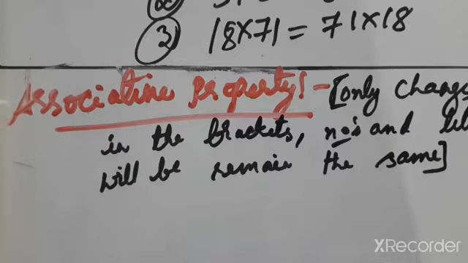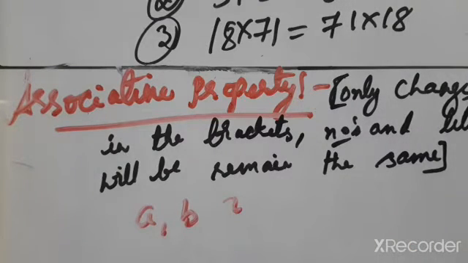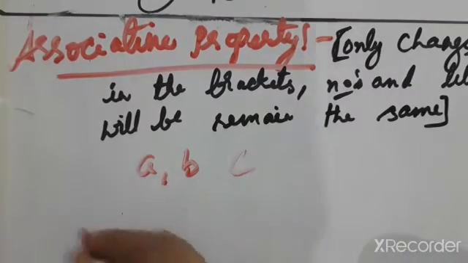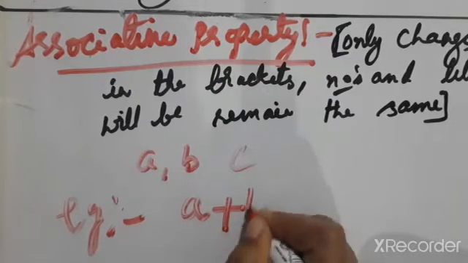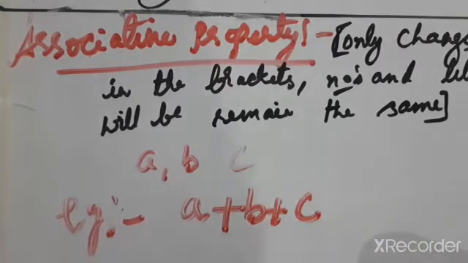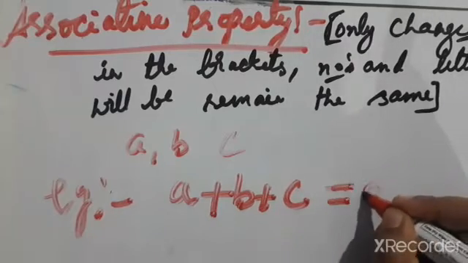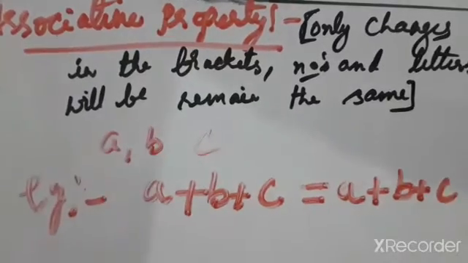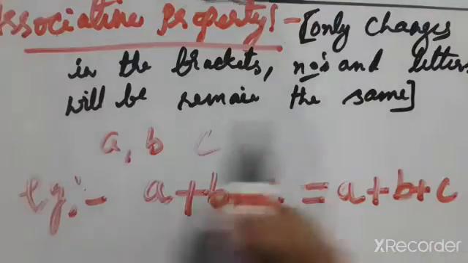For example, if A, B, C are whole numbers, then the associative property is: A plus B plus C on the left side. So what will come on the right side? The same numbers or letters, no changes in the letters: A plus B plus C. Only changes in the bracket. Numbers and letters will remain the same.